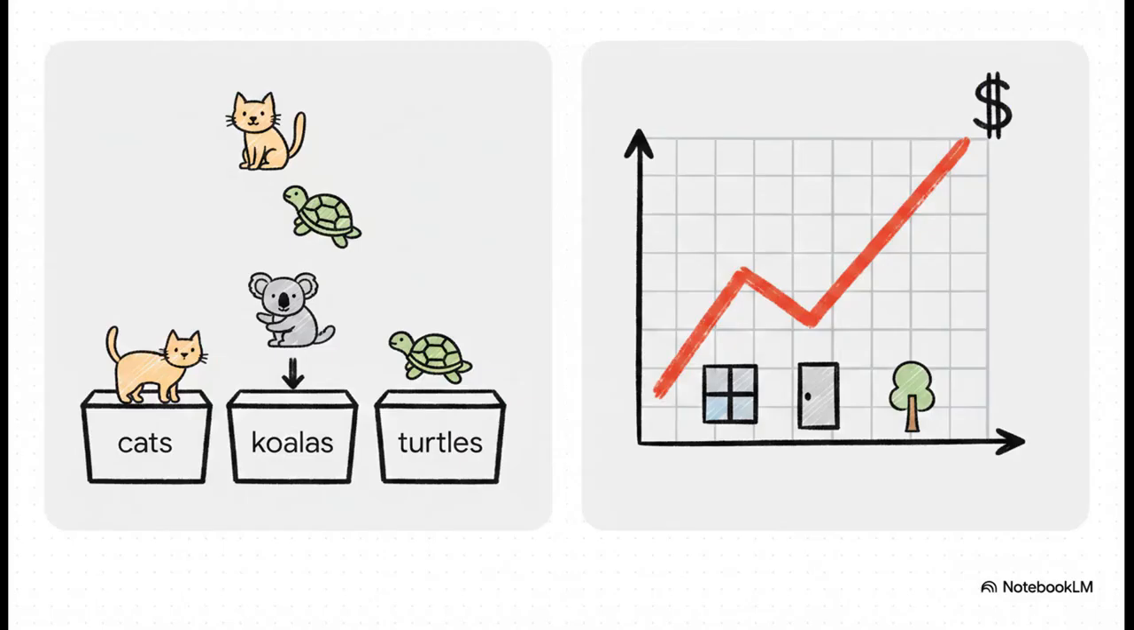Now, with that answer key, you can pretty much do two main things. First up is classification. That's all about sorting things into different buckets. Like you see here, is it a cat or is it a koala? And the second one is regression, which is all about predicting a specific number. Not just if a house is going to sell, but for exactly how much.